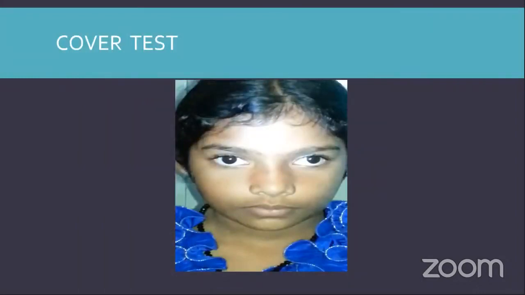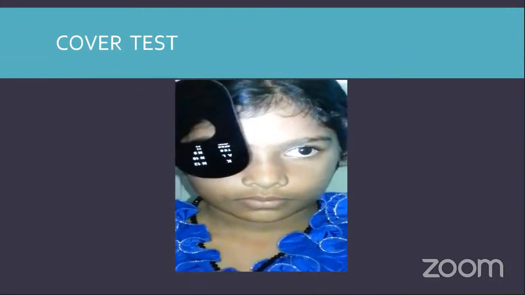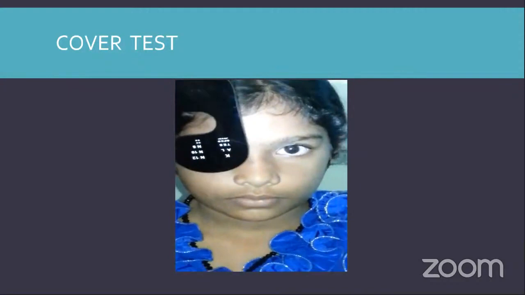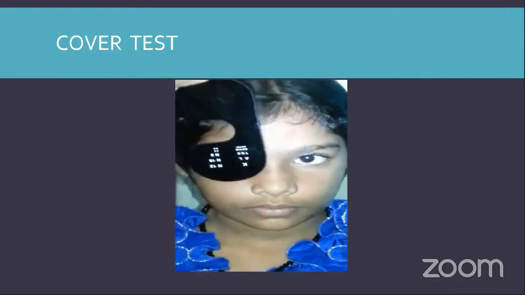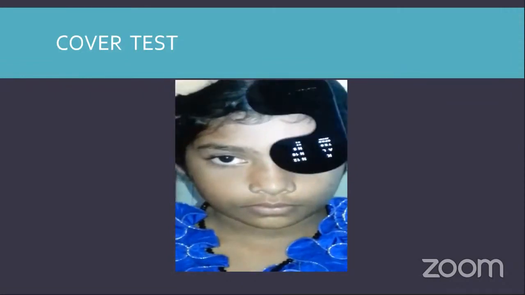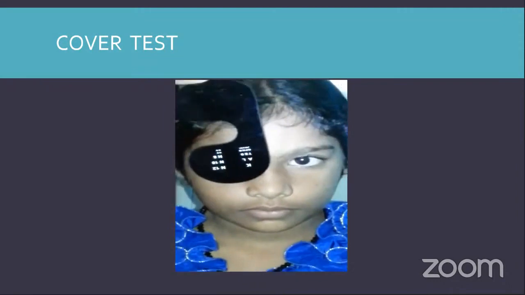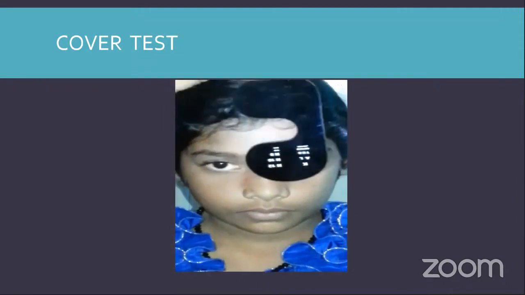This child has exotropia. And when you cover the right eye, you can see the eye going in to take up fixation. You are removing the cover, still the right eye is remaining central in fixation. So the test is repeated in the left eye also, and the patient is having alternate divergent squint.